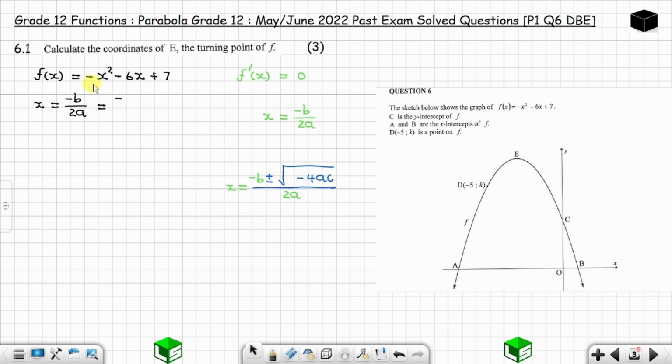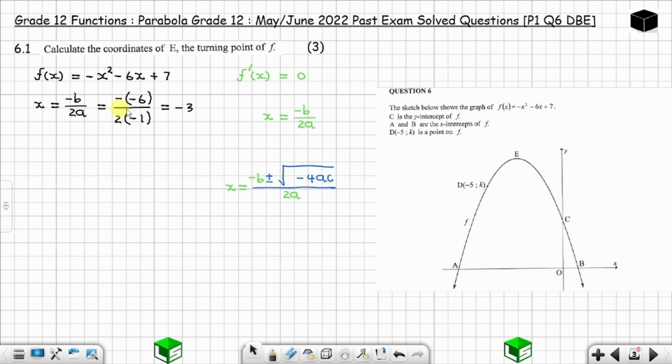So in alphabetical order, you have a, b, c. Your b is negative 6, right? So you have negative b, your b is negative 6, over 2a. Your a is negative 1. There is an invisible 1 there, right? Negative 1. And this is equal to 6 over negative 2. You can see that this is positive. So 6 over negative 2 will be negative 3, right? And so you have the x coordinate of the turning point.